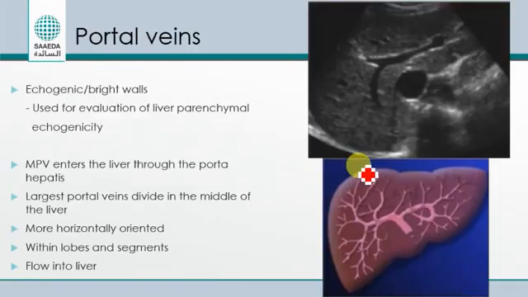So, regarding the portal veins, as we said, they have echogenic and bright walls, and they are useful for evaluation of the liver parenchymal echogenicity. The main portal vein enters through the porta hepatis. The largest portal veins divide in the middle of the liver, okay? The portal veins are more horizontally oriented in the liver. It's like a horizontal pattern. They are within the lobes and within the segments, and they flow into the liver.